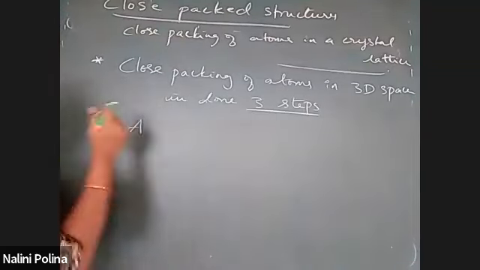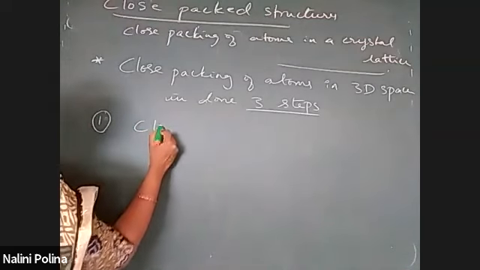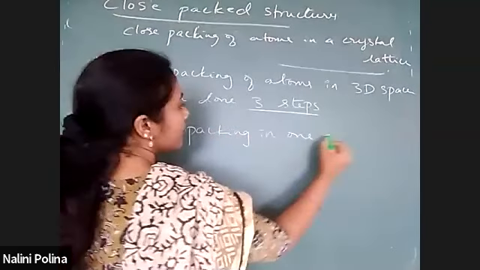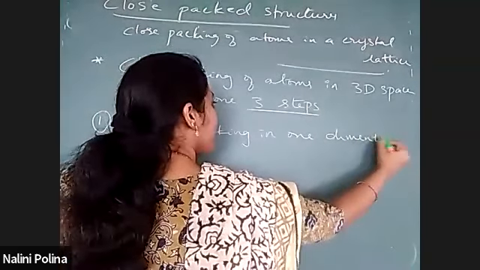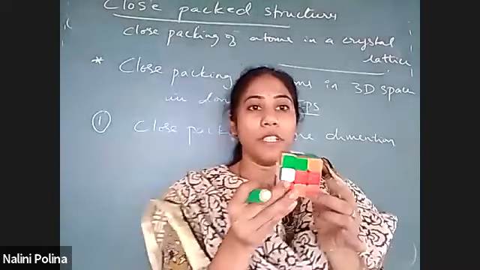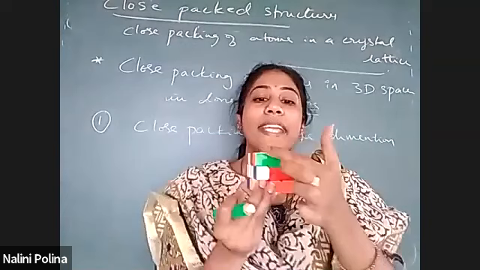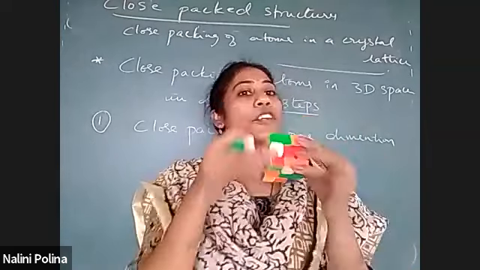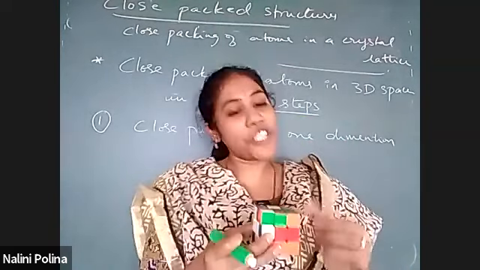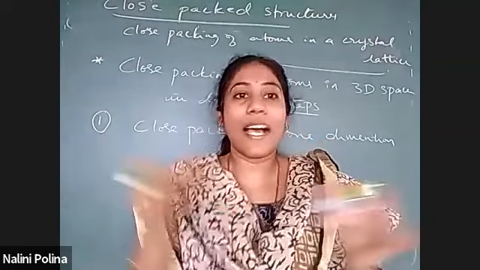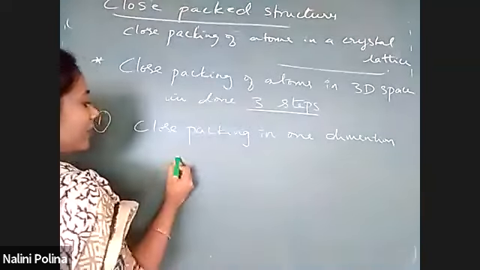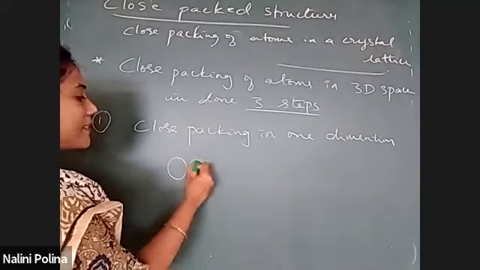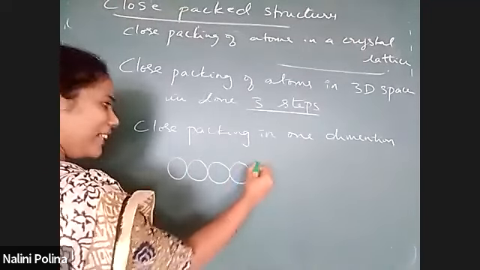So the first step is close packing in one dimension. If you have to make this Rubik's cube, first you will take 3 blocks and arrange them in one line. That is one dimension arrangement, right? So imagine the solid spheres are your atoms. This is one atom, this is the second atom, this is the third atom, this is the fourth atom. You first arrange them in a line.